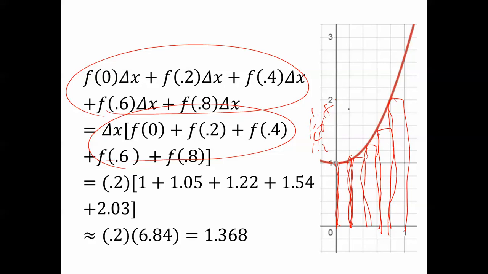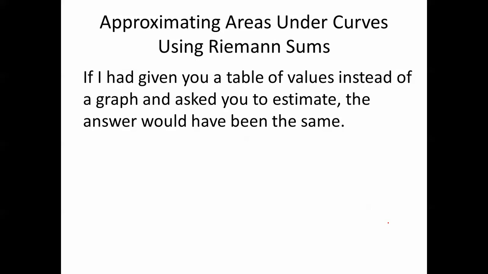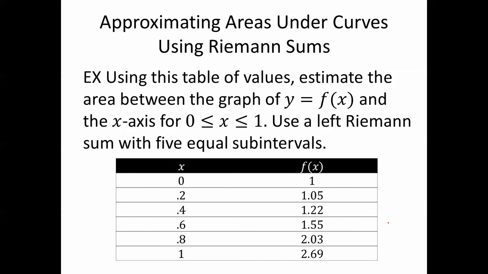I'm just guessing, folks. Now, if I had given you a table of values instead of a graph and asked you to estimate, the answer would have been the same. So suppose I give you this problem. Using this table of values, estimate the area between the graph of y equals f of x and the x-axis for 0 less than or equal to x less than or equal to 1. Use a left Riemann sum with 5 equal subintervals.